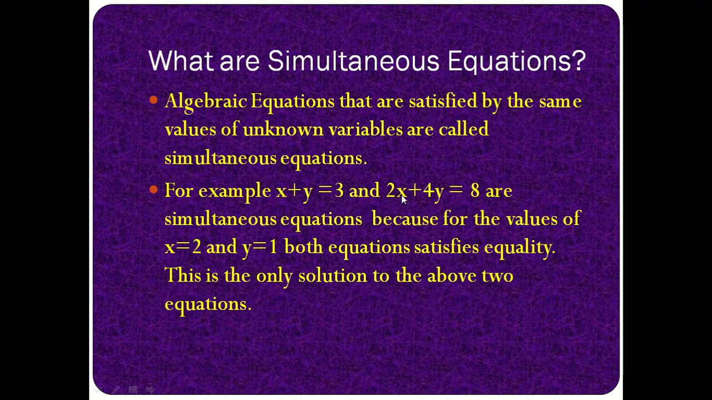Likewise 2x, 2 into 2 is equal to 4, 4 into 1 is equal to 4, 4 plus 4 is equal to 8. So we can say these two equations are simultaneous equations. So what are simultaneous equations? Algebraic equations that are satisfied by the same values of unknown variables.